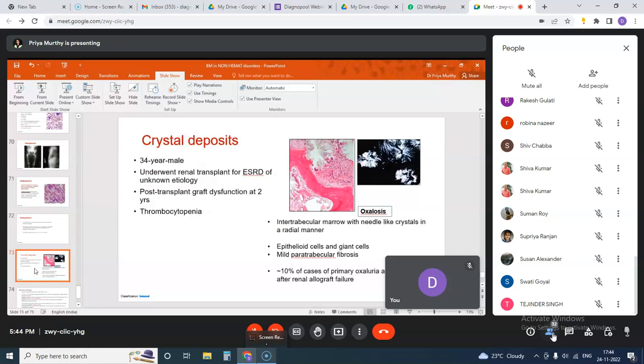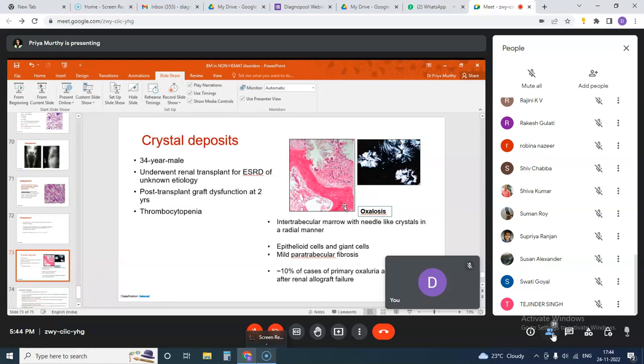The last condition is the presence of crystalline deposits. When we study the bone marrow biopsy carefully, we do come across crystalline deposits. This is an example of a 34-year-old male patient who was undergoing chronic dialysis prior to renal transplant, and he presented with pancytopenia. What we found in the bone marrow biopsy are these large crystals with spicules, needle-like crystals in a radial manner, and they turned out to be oxalate crystals.